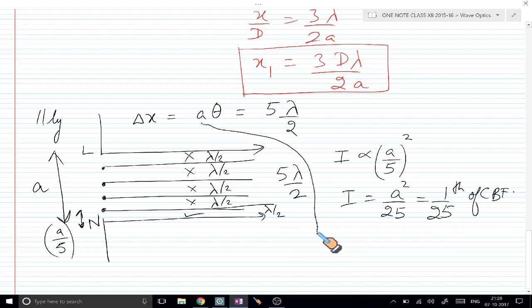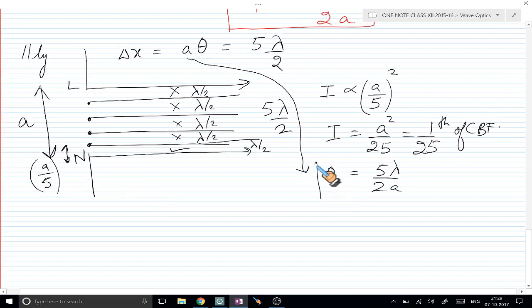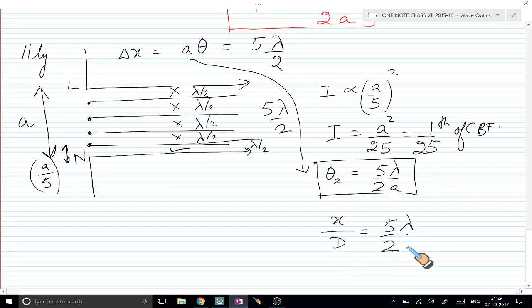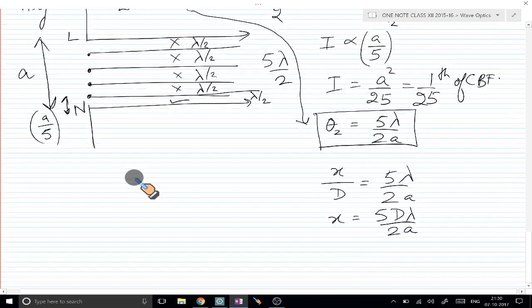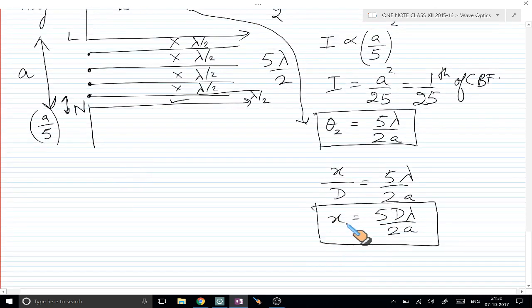Okay, now from here, the theta becomes 5 lambda by 2a. This is the second bright, so we write it as theta 2, the angular position of the second bright fringe. As theta is x by D, that is 5 lambda by 2a, so x becomes 5D lambda upon 2a. This is the position of the second bright fringe.